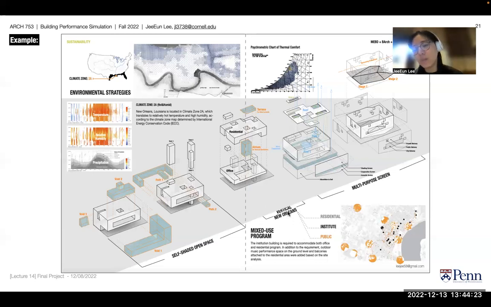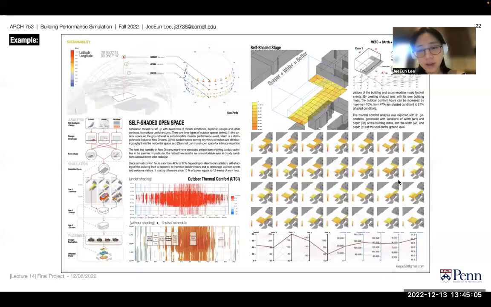And this one was more about the program. We wanted to bring the residential, institutional, and public program of New Orleans into this vertical building. Later on, we added multiple passive screens so that we could increase the building's performance. We added shading devices, an evaporative screen, and an acoustic screen, but I didn't include that here because the acoustic analysis was run by Mimi, and this is my individual portfolio.